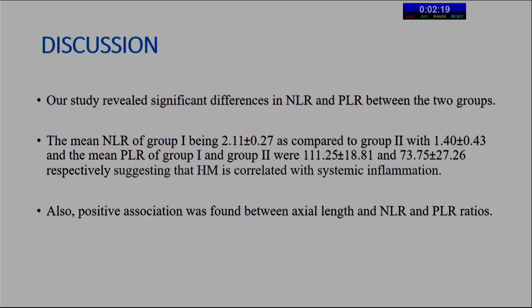The study revealed significant differences in NLR and PLR between the two groups. The NLR of group 1 being 2.11 with 0.27 standard deviation as compared to group 2 with 1.40 with 0.43 standard deviation, and PLR being 111.25 and 73.75 in both the groups respectively, suggesting that high myopia is correlated with systemic inflammation. Also, a positive association was found between the axial length and the ratios.